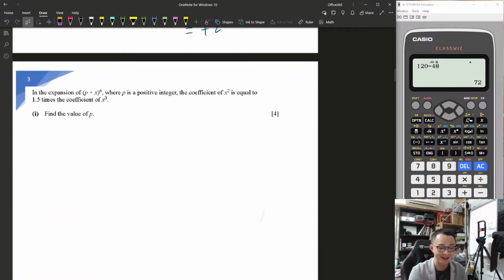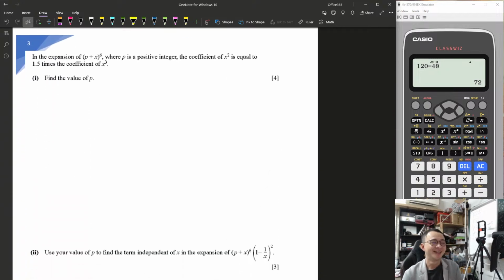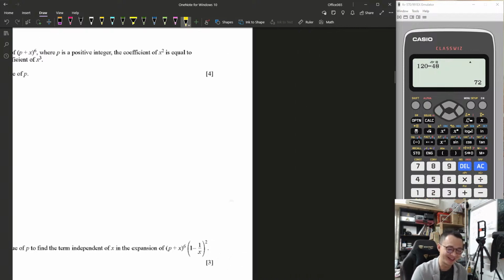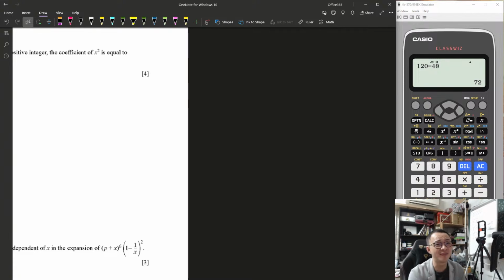Okay, number 3. In this expansion, p is a positive integer and the coefficient of x squared is equal to 1.5 times the coefficient of x power of 3. I'm not sure, does anyone of you still not understand about coefficient? Okay, I will do a random question just for fun, but I don't want to choose something too hard.